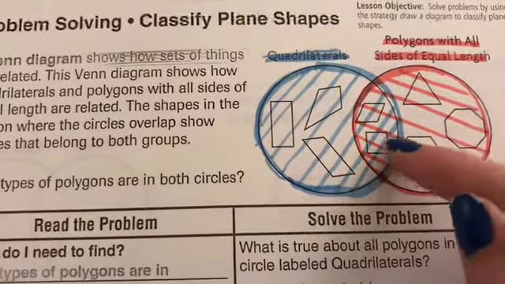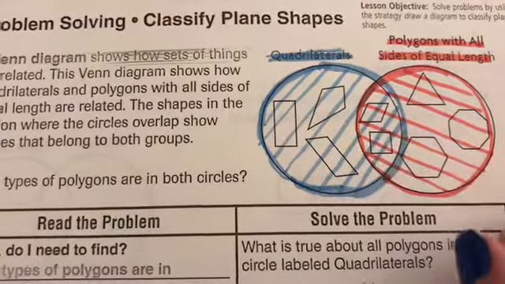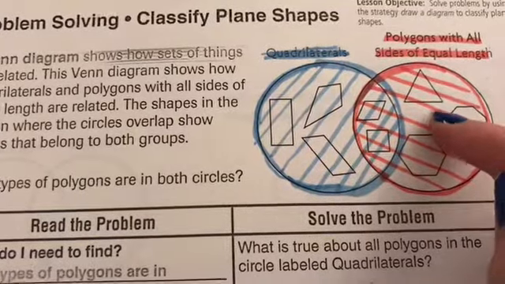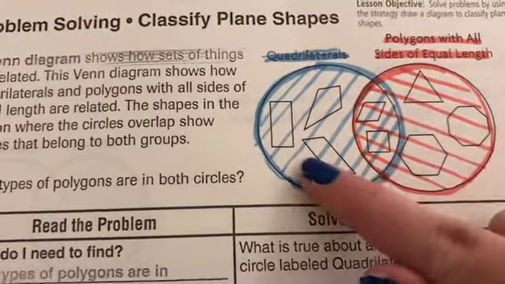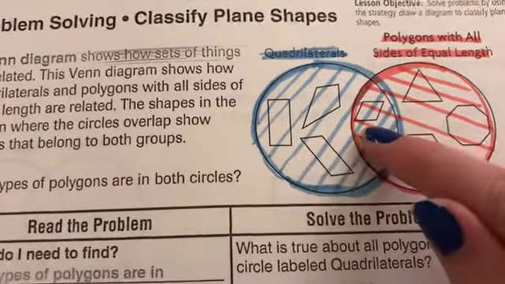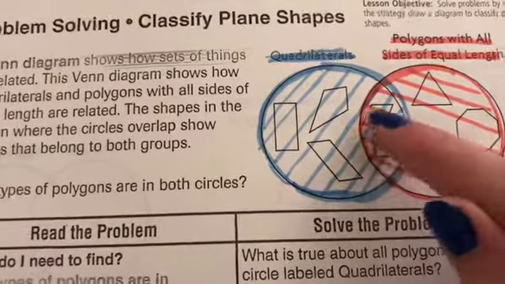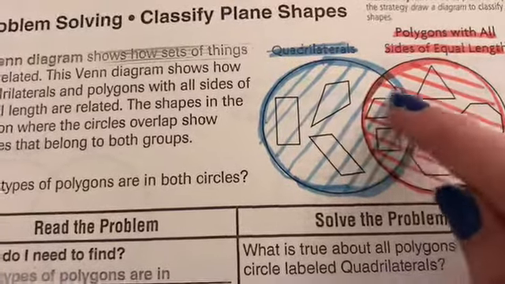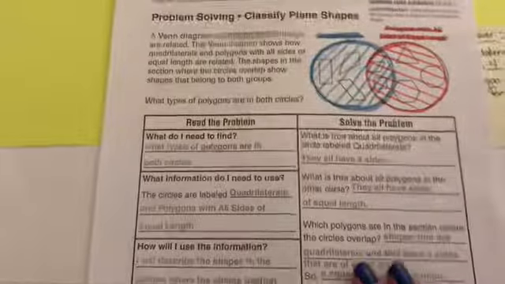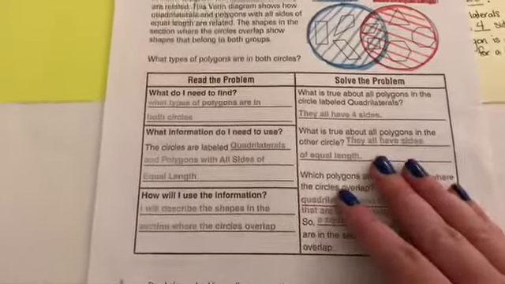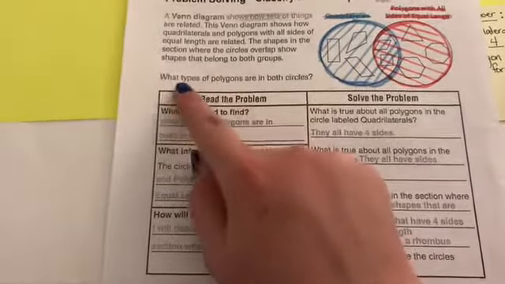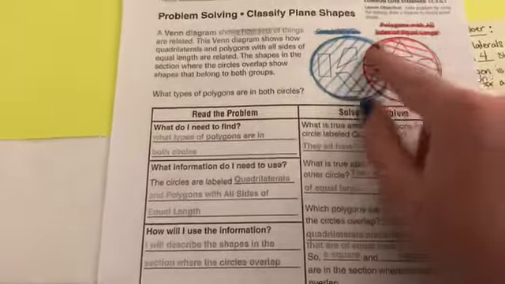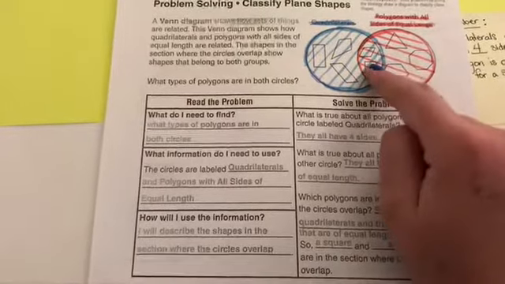You see that square? A square has the same length on all 4 sides, so it belongs to the sides that are equal, and it belongs to the quadrilateral. So does this shape up here. All 4 sides are the same length, but there is also 4 of them. All right, so let's read our problem and then we'll be able to go through these questions. It asks us what type of polygons are in both circles. So it wants to know what shapes are here where they overlap.